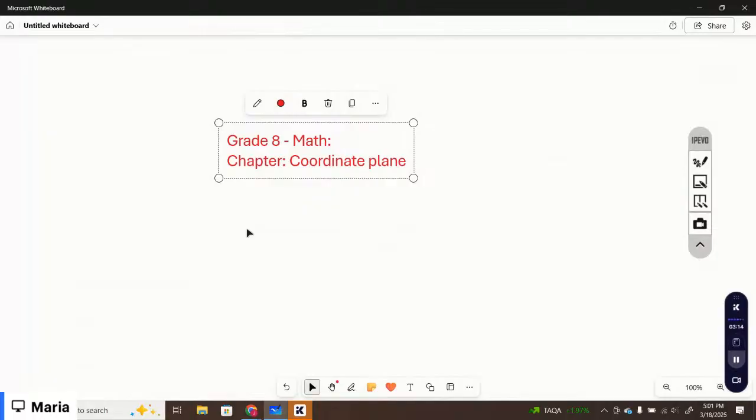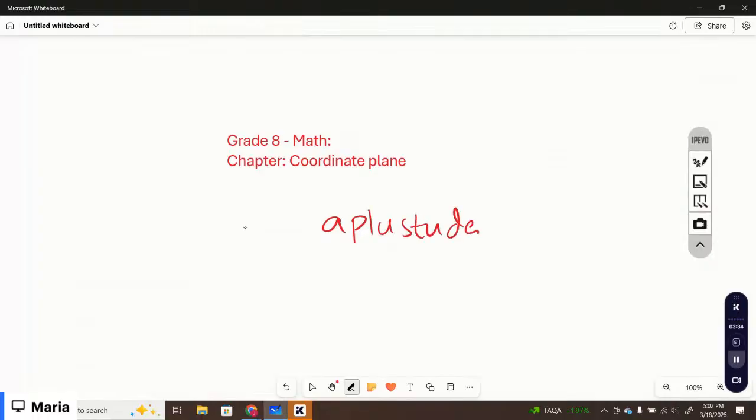We are here for varied math. You can find all the lessons on aplusstudents.com. You have to log in there using your email address, and the password is provided by the administrator.